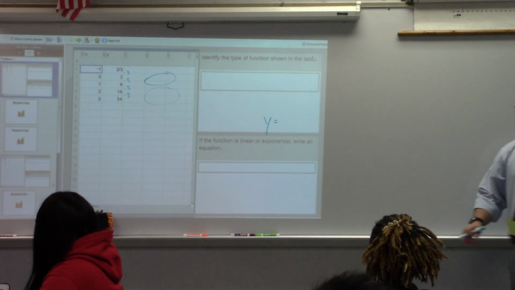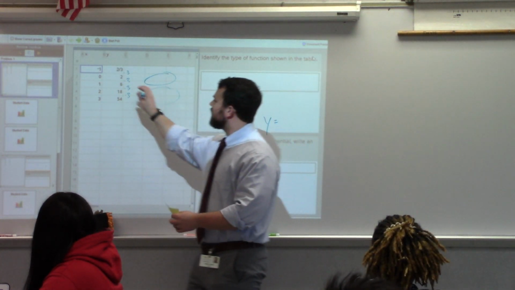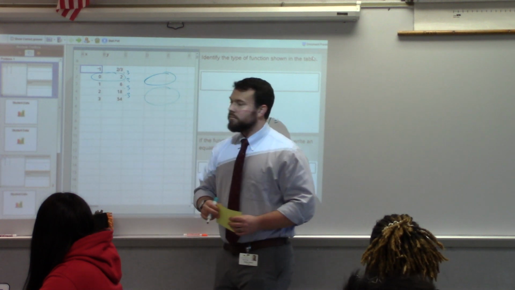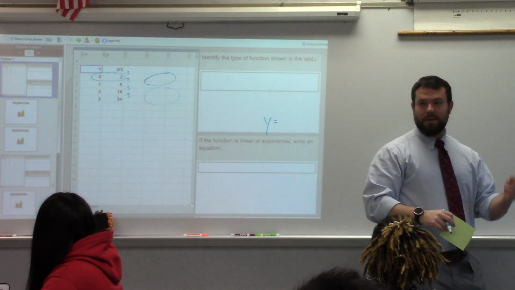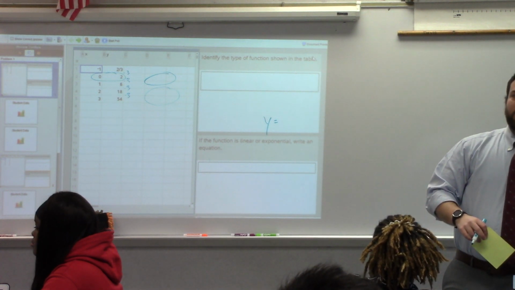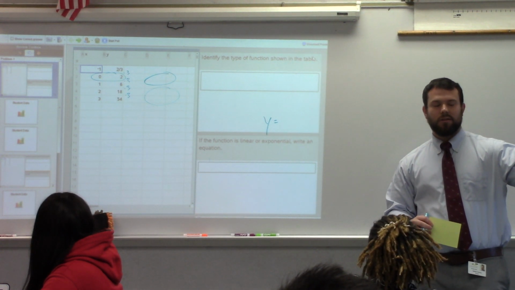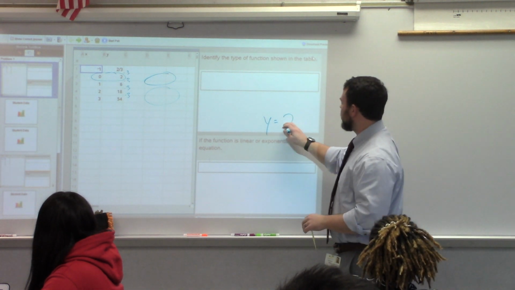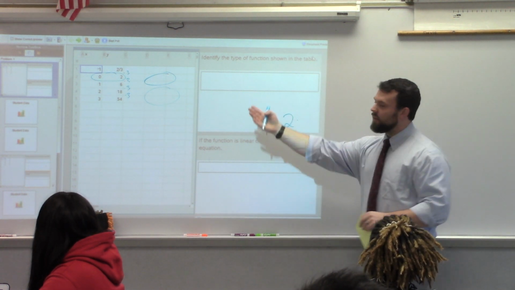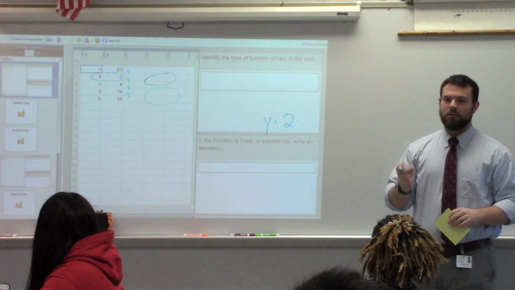Alright. So, why is the 2 my y-intercept? The x value is 0. Do not forget, for a y-intercept, the x value is 0. And for an x-intercept, the y value is 0. Okay? So my y value for the y-intercept is 2. And we already said, what's the pattern?